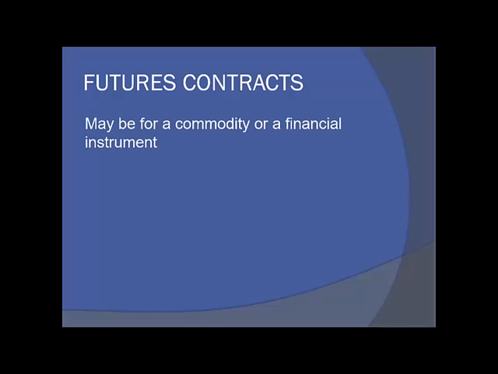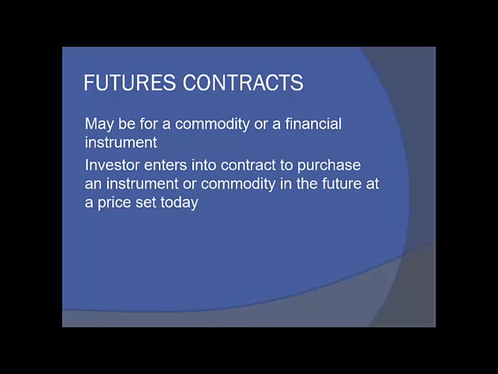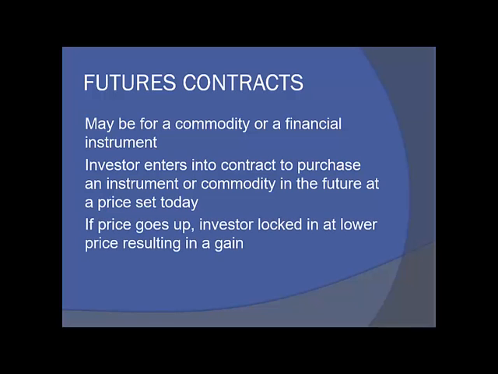It may be for a commodity or a financial instrument. The investor enters into a contract to purchase an instrument or commodity in the future at a price set today. So I'm going to enter into a contract. There's something I'm going to buy. In the future, at a date, say 30 days from now, I'm going to buy it, but I get to set the price today. The problem is, the price 30 days from now may not be the price that you set today. So you could have a gain or a loss. If the price goes up, you're locked in at the lower price, resulting in a gain. If the price goes down, this results in a loss that you would report. This is a fair value risk.